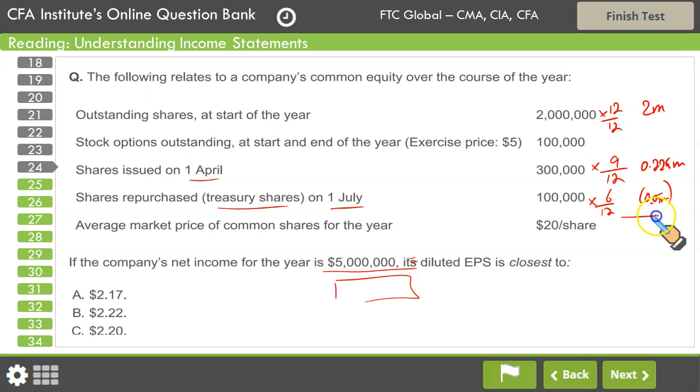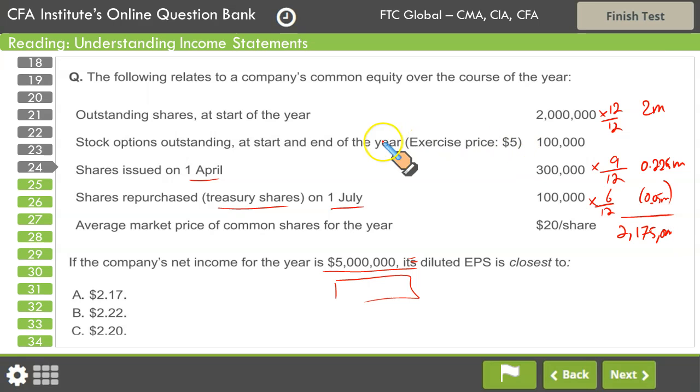And there's no other stock transaction. So just add these all up: plus 0.225 less 0.05 gives you 2.175 million. Or let's write the full amount, 2,175,000 shares.